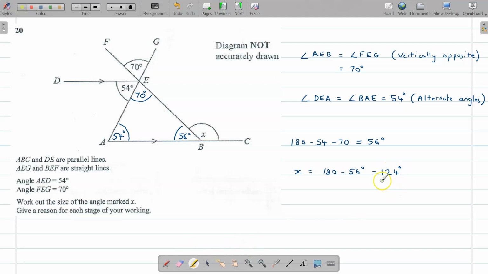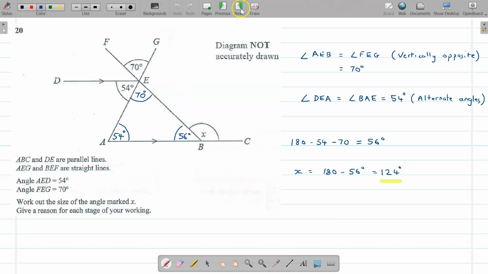Now, you could put more reasons in here. They only want 2 in the answers, but if you were to put reasons, you'd be saying here that this is angles in a triangle add to 180, and for this one here, angles on a straight line add to 180. But there's enough there to get you the marks.